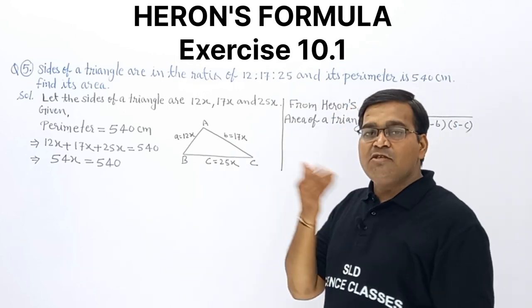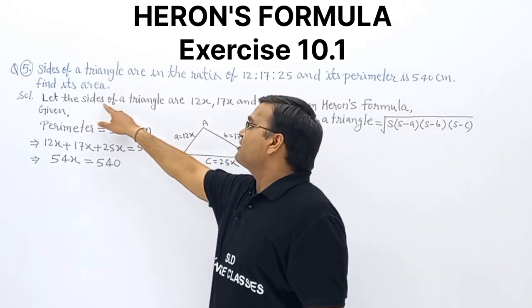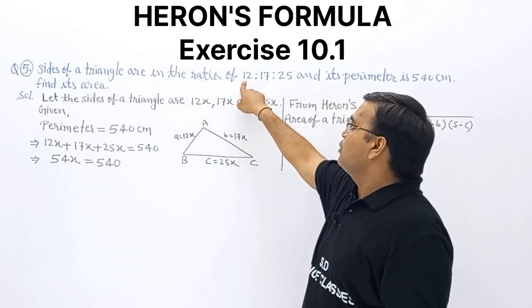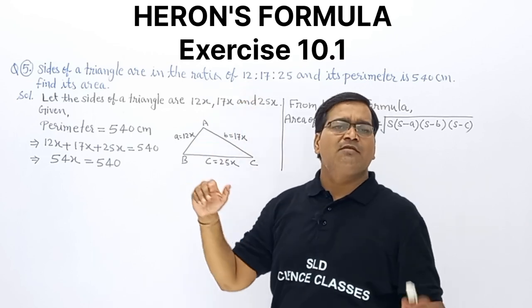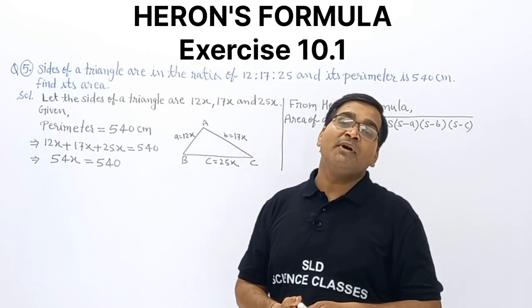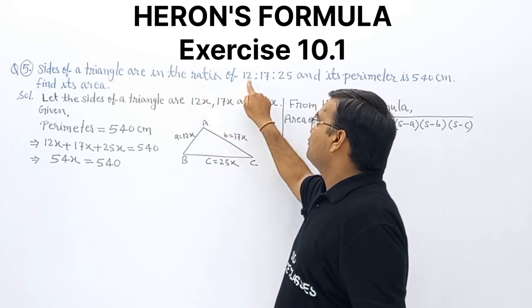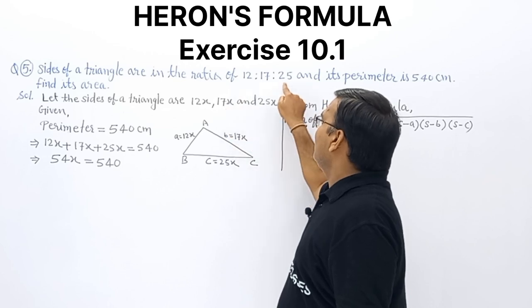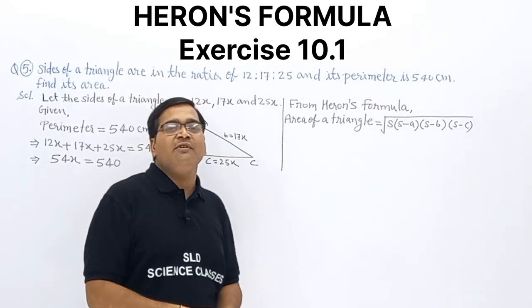So we will assume the sides. How will we assume? Let the sides of the triangle be, first ratio is 12, so we will use 12x. It is the ratio, and it has some common number, so we use x. So the first side is 12x, the second one is 17x, and the third one is 25x.